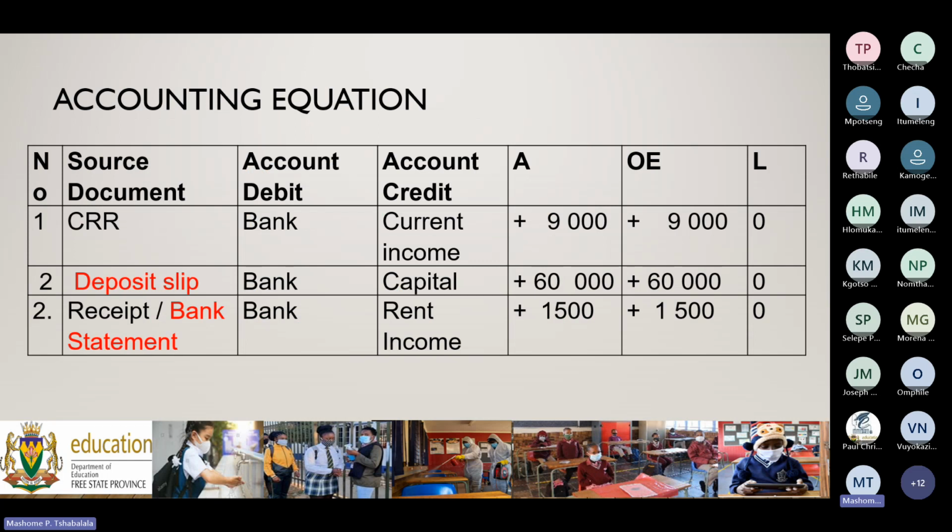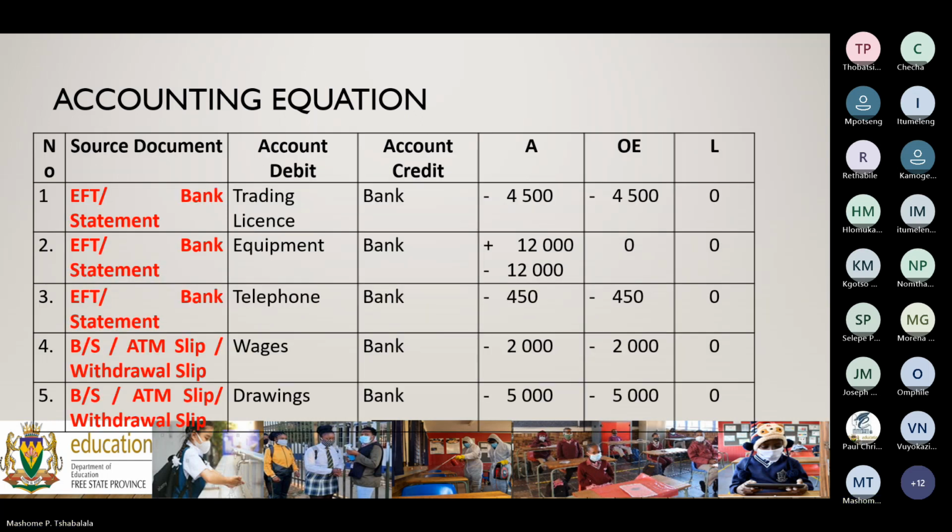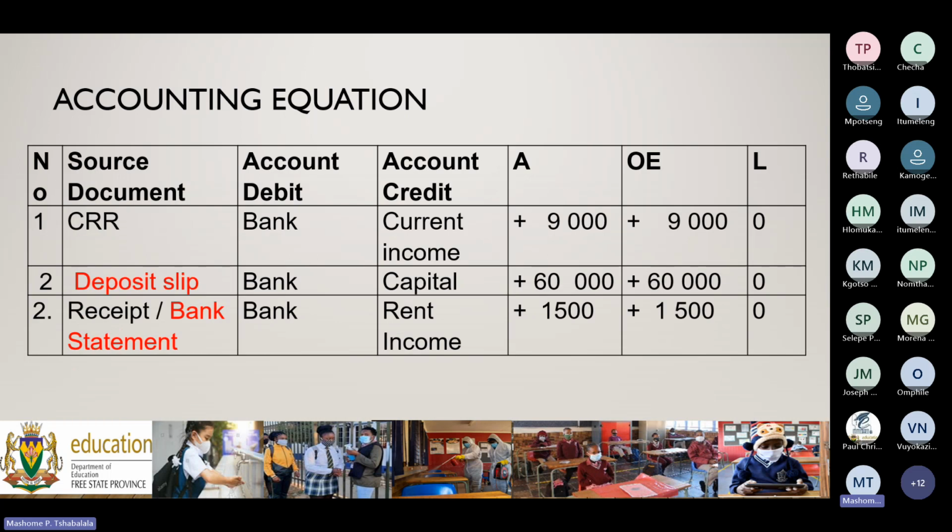Now, when we summarize this one, in the CRJ, all the accounts that are affected in the transaction will be credited, except bank, which will be debited in all transactions. The bank will be debited in all transactions because now we are receiving money. They have a positive impact on the assets. Now, current income, rent income, and the capital will increase owner's equity.